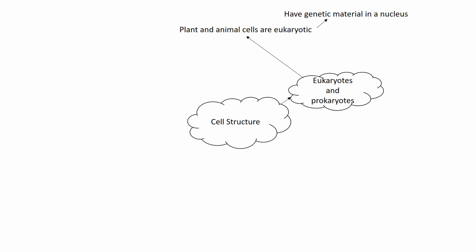So plant and animal cells are eukaryotic, so nice, concise sentence. And then from that, what does eukaryotic mean? It means they have genetic material in a nucleus. So I've taken that sentence and I've broken it down into two important bits of information. Animal and plant cells are eukaryotic, and they have genetic material in a nucleus. That's what eukaryotic means. So I've added that to my eukaryotes and prokaryotes bubble.